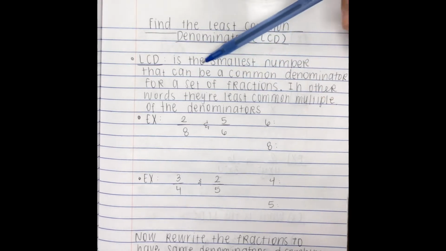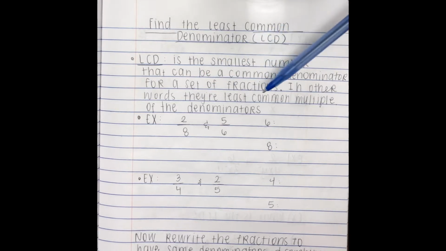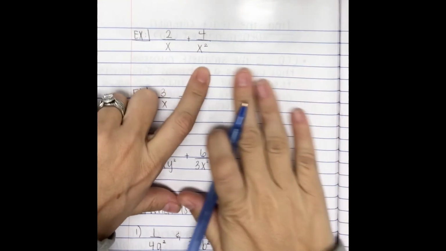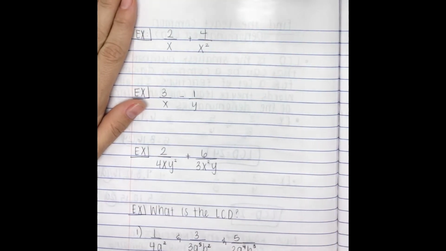LCD, your least common denominator. It is the smallest number that can be a common denominator for a set of fractions. In other words, they're the least common multiple of the denominators. Alright, so we're gonna mix it up. Instead of just doing numbers, we're gonna get into ones with variables, okay?